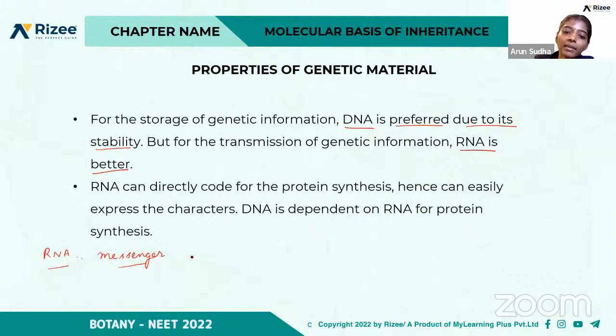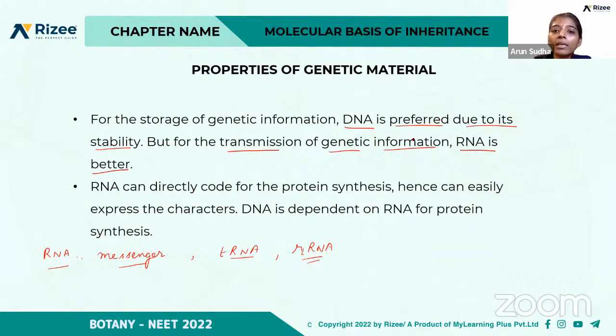So messenger RNA and then tRNA. What is the role of tRNA? It acts as an adapter molecule. It helps in the transport of amino acids for the synthesis of proteins. And then another RNA is rRNA. This is a constituent of the ribosomes and it is present in large number when compared to mRNA and tRNA. So for the transmission of genetic information, RNA is better.